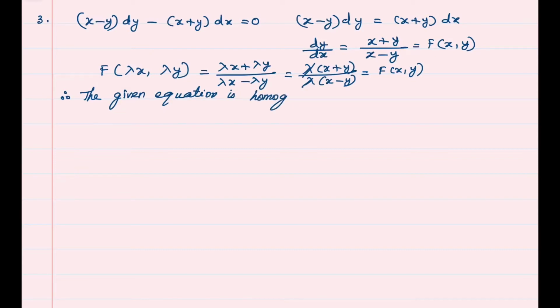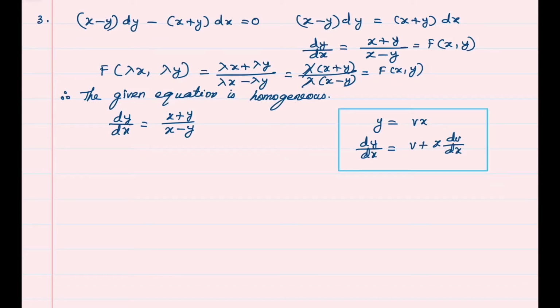Now, let us solve this equation. dy by dx is (x plus y) upon (x minus y). We will substitute y as Vx, differentiating both sides with respect to x. We get dy by dx is v plus x dv by dx, and (x plus Vx) divided by (x minus Vx). x is common.